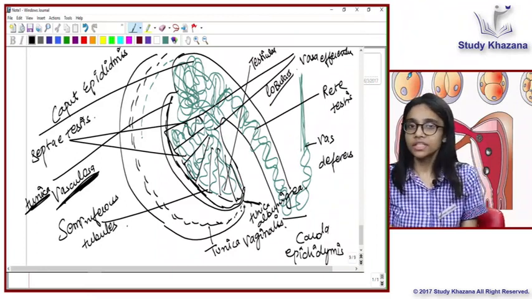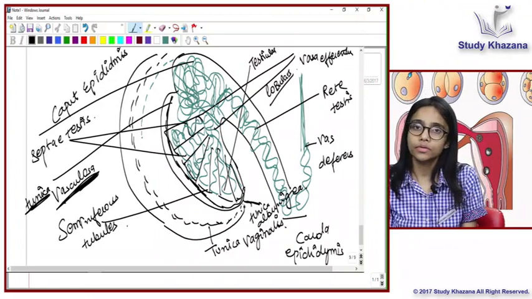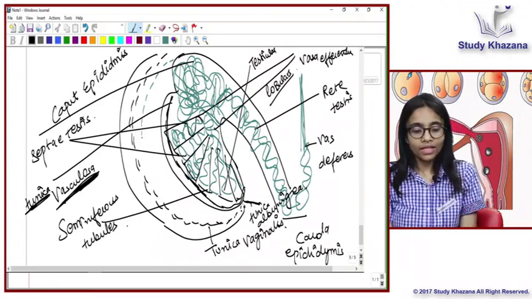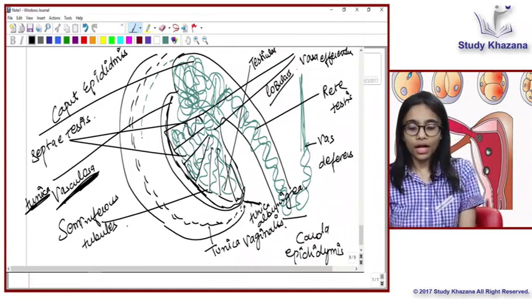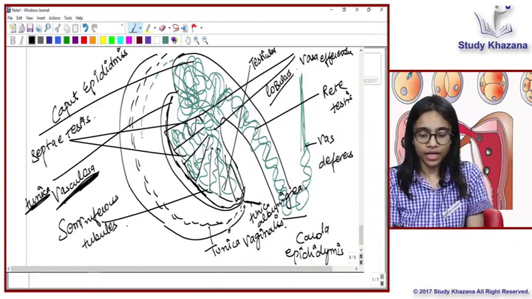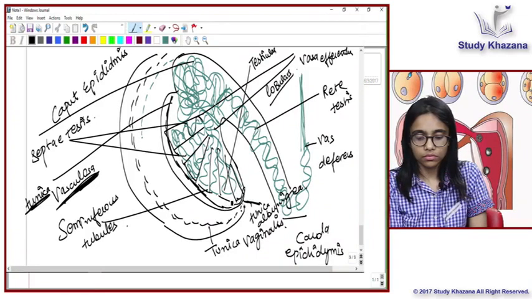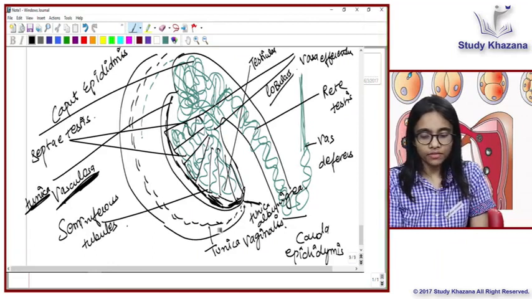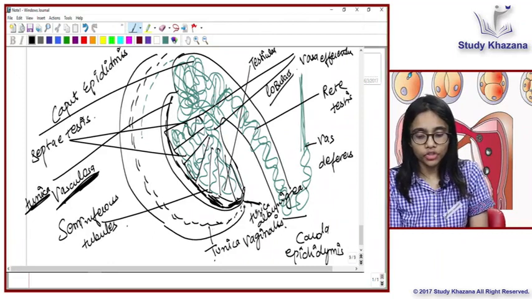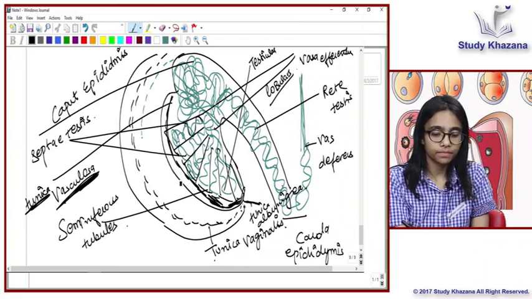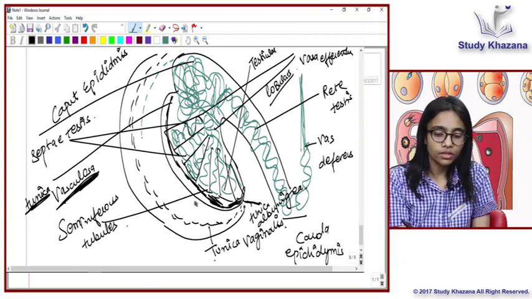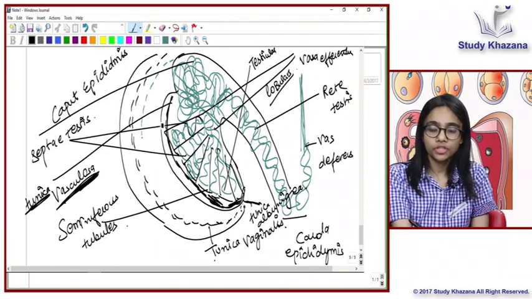The diagram is not very neat, but what you'll have to keep in mind from the CBSE point of view is that around the seminiferous tubules you have two or three layerings: tunica vaginalis, tunica albuginea, tunica vasculosa. The tunica vaginalis is the outer one. The tunica albuginea is this layering. See the pointer I'm using? This is the layering of tunica albuginea.